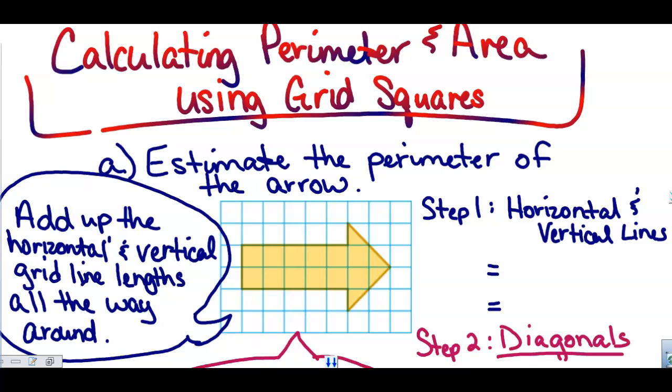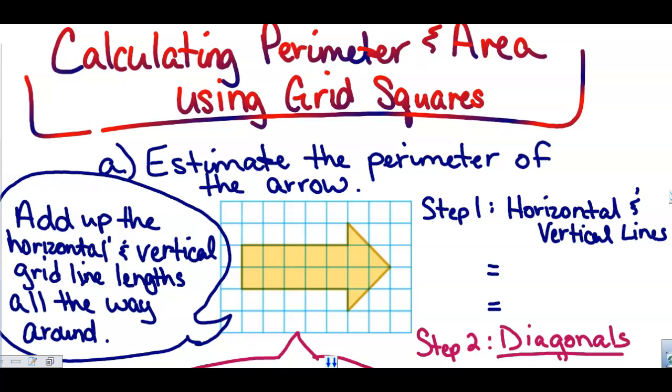So here we have an arrow and it is drawn inside of a grid. We need to first estimate the perimeter of the arrow, and then we'll find the area of the arrow.